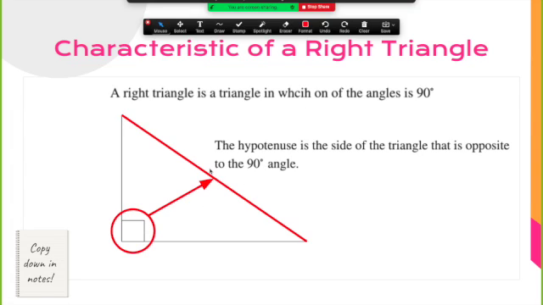And another important factor is knowing where the hypotenuse is. So the hypotenuse is the leg, or sorry, not the leg, but the side of a right triangle that is opposite to the 90-degree angle. So what I like to do is I like to circle the 90-degree angle and point an arrow to the opposite side, and that will tell me what my hypotenuse is. The other sides here are called legs.